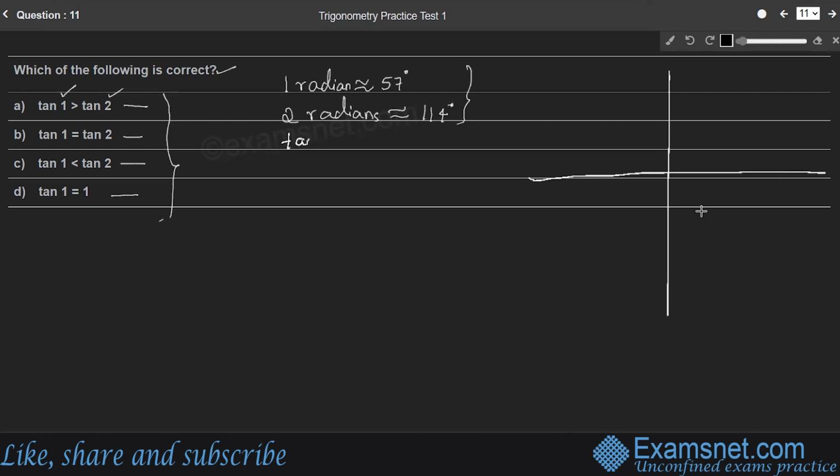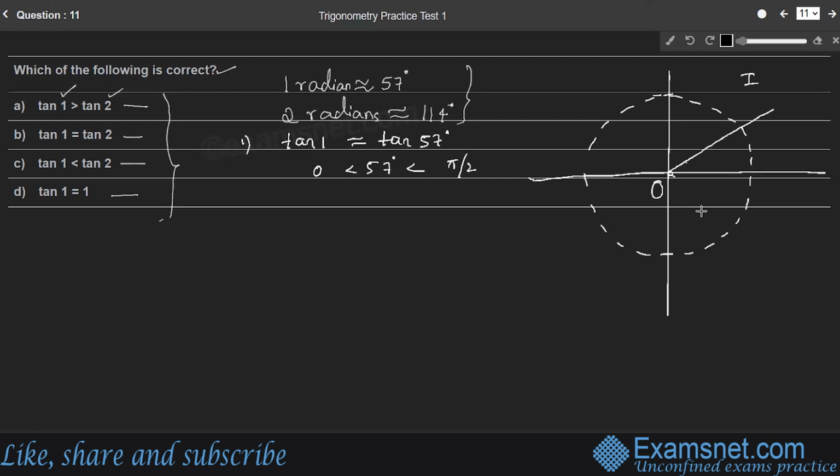So tan 1 radian is approximately equal to tan 57 degrees. Here the angle is 57 degrees. So this angle lies between 0 and pi by 2. That means it lies in the first quadrant, right? This 57 degree angle lies in the first quadrant. Therefore, let us represent 57 degrees. Right? So keeping the origin as center, draw a circle. Just imagine a circle is drawn over here. And theta is 57 degrees.